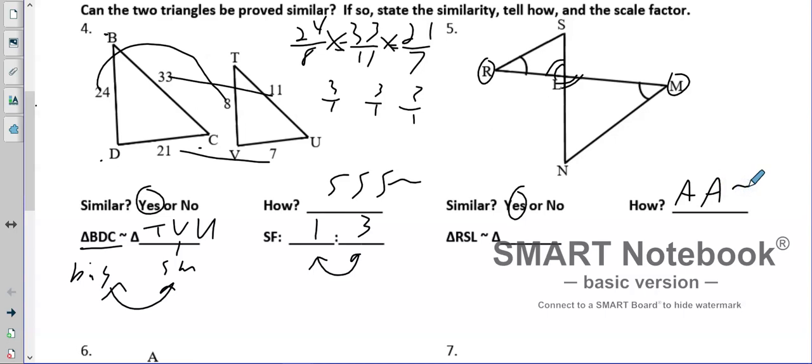Now we got to be careful in this one. RSL. So we're going from R that has the 1 arc mark, then to S that has no arc mark, and then to L, which has 2. So we're going 1, nothing, 2, which means we need to go 1, nothing, 2 there, and do M, N, L. Now, this is one where if you do the wrong order, you will be marked wrong. You've got to look at the little hints, all right? And on this one, you look at the number of arc marks. 1, 0, 2, you want to go 1, 0, 2 on the other triangle.